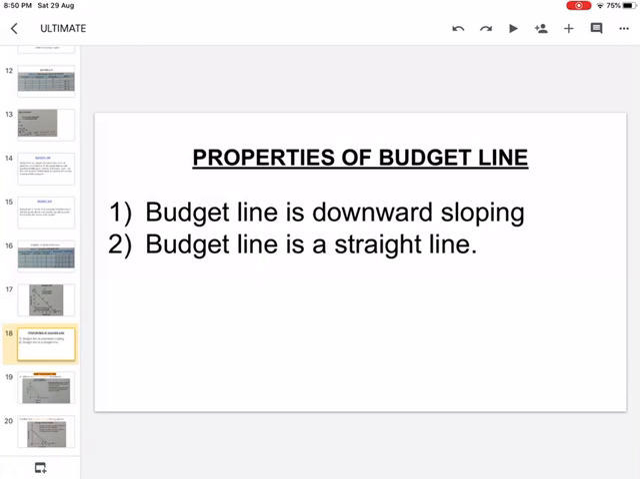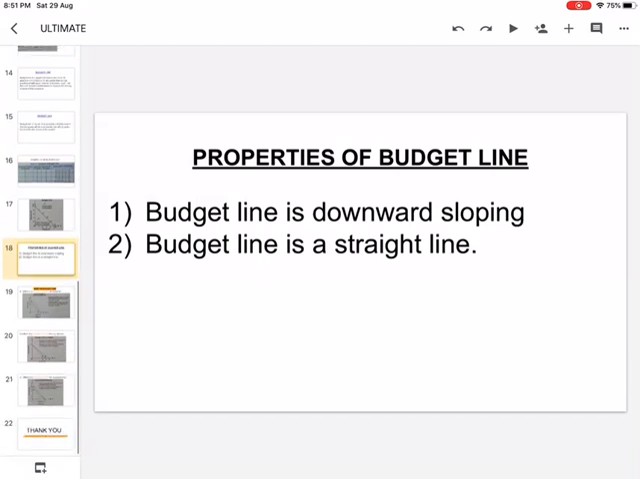Properties of the budget line: it is downward sloping. It has a negative slope, which means that it slopes downward as more of one good can be bought only by decreasing some units of the other good. Because remember, there is a question of limited income and the prices of the commodities are given. So if he buys more of one commodity, definitely he has to buy less of the other commodity, and hence it gives a downward slope to the budget line. Also, the budget line is a straight line because the slope of the budget line is represented by the price ratio, and the price ratio is constant. It's given, so throughout, the budget line is a straight line.